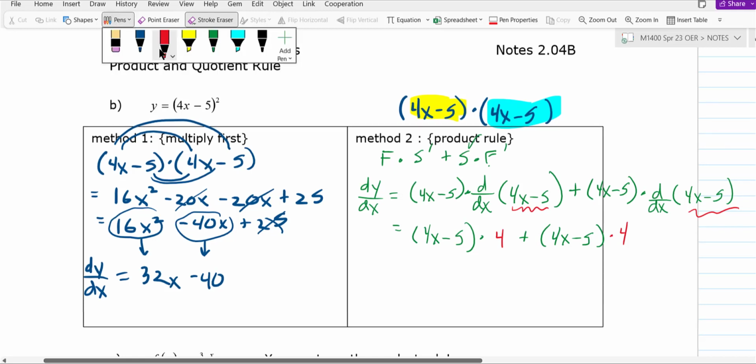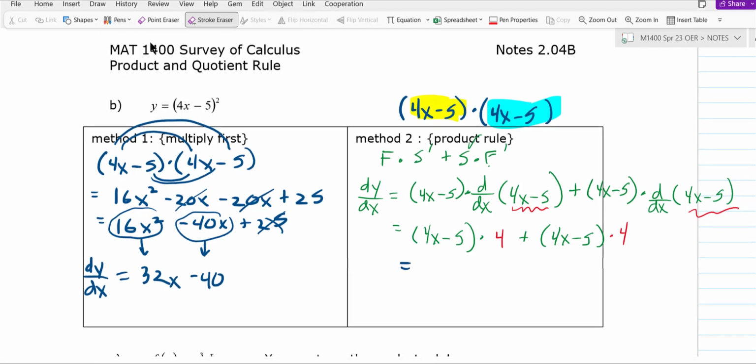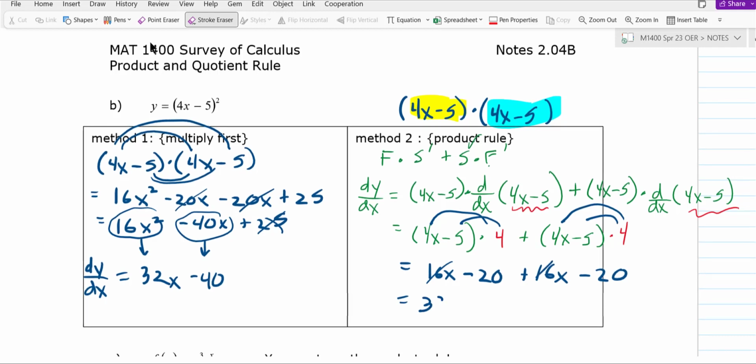So one way you could do this is just use the distributive property. So you'll have 16x and then minus 20, when you distribute the 4 through that. Then you go here. This will again be plus 16x and then minus 20. Are you going to get the same answer? Yeah, just put together like terms and you got it. So 16x and 16x adds up to 32x. And then negative 20 added to another negative 20 is minus 40.